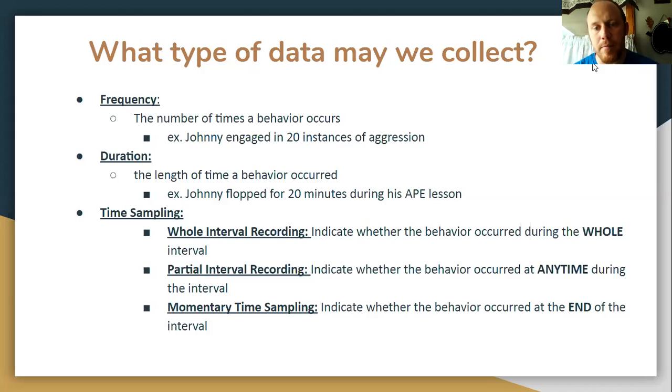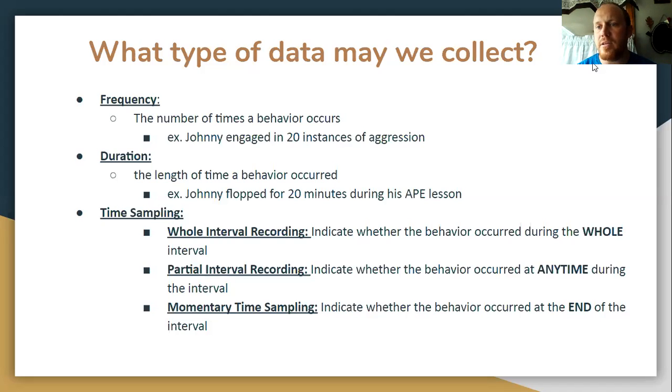Next is time sampling. So we have whole interval recording, partial interval recording, and momentary time sampling. With whole interval recording, you're going to indicate whether that behavior occurred during the entire interval, whether it's a 2-minute, 3-minute, 4-minute, or 5-minute interval. Partial interval recording, you're going to indicate whether the behavior occurred at any point in time during the predetermined interval. And then finally, momentary time sampling, indicate whether the behavior occurred at the end of the interval.